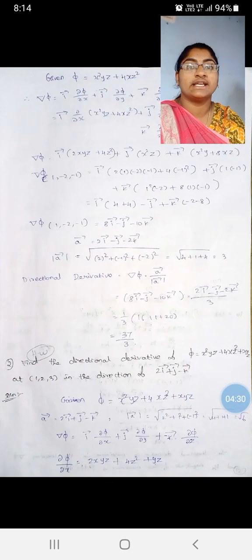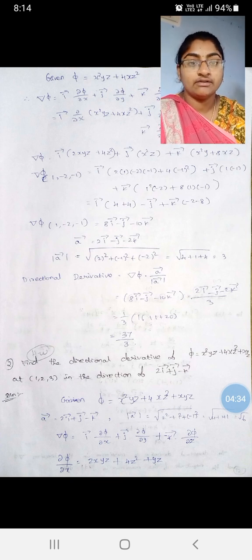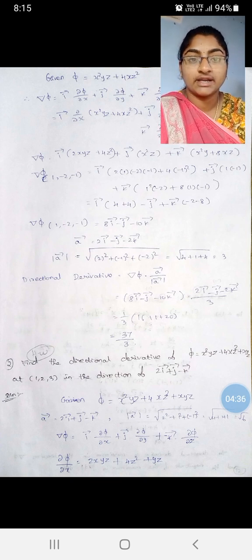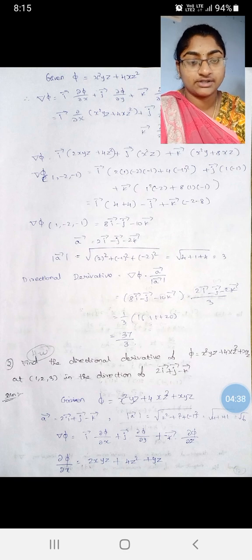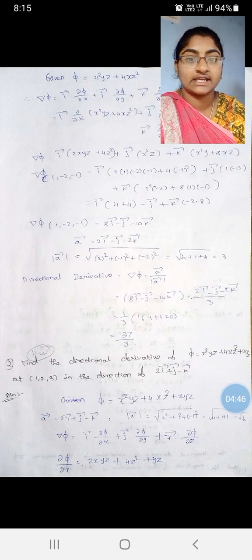So first we are taking the given value phi. We know the formula for del phi, which is i vector tau phi by tau x plus j vector tau phi by tau y plus k vector tau phi by tau z. So for the value of phi I am substituting inside for i vector, j vector and k vector. First term, differentiate with respect to x. So x square will become 2x yz plus, the second one, x will become 1, so 4z square.